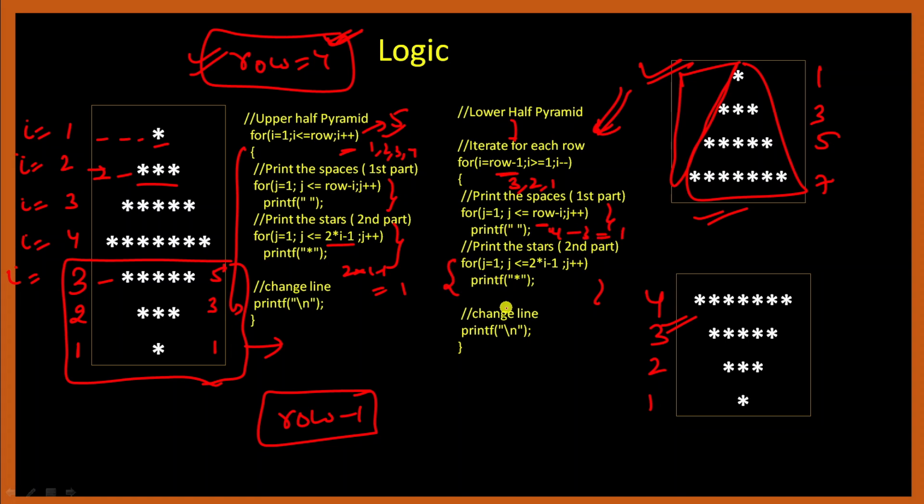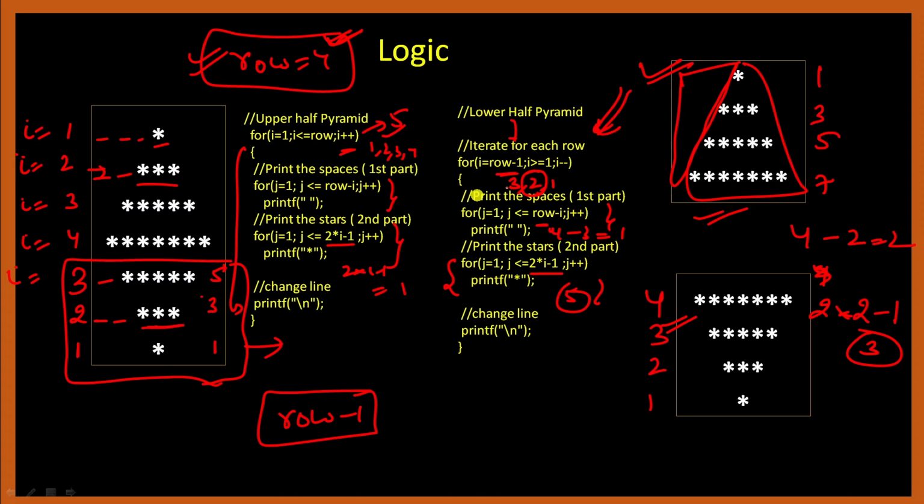Then how many times will this run? There are 5, so I is 3, so 2 times 3 is 6 minus 1, 5. 5 times it will run, so 5 stars will be printed. Then for I equal to 2, this will come, and then again how many times should this run? It should run 2 times. So row minus I, row is 4, I is 2, so 2 spaces will be printed. Then this should run 3 times, because the value of I is 2, so 2 multiplied by 2 is 4, minus 1, 3. So this value is 3, so j equal to 1 to 3, 3 times this will run.